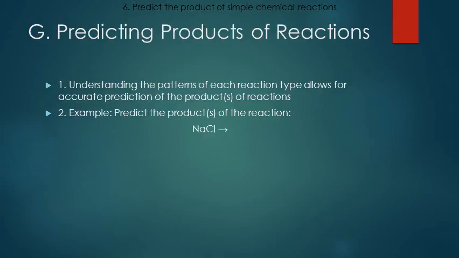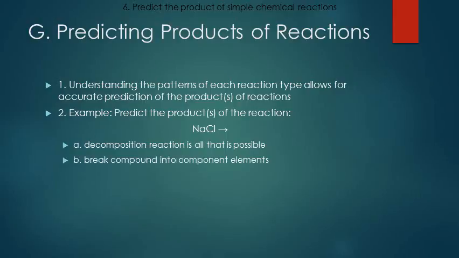Here's another example. Let's say I ask you to predict the product of this reaction. Notice in this case, sodium chloride is the only reactant. Well, based on the reaction types that we know, there's only one possibility for what reaction type can occur, and that is decomposition, because there's only one reactant there. So what's going to happen is the sodium chloride will break down into its component elements. So we just need to write the formulas of those elements. In this case, that would give us sodium, and it would give us chlorine. Notice chlorine is Cl2 because it is diatomic.